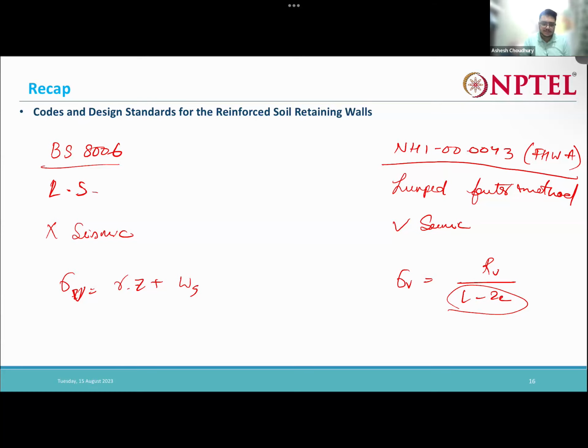In which year was IRC SP 102 given? I don't think it's that old. Do you know what is the latest version of IRC SP 102? It is 2015, sir. 2015, right? Okay.